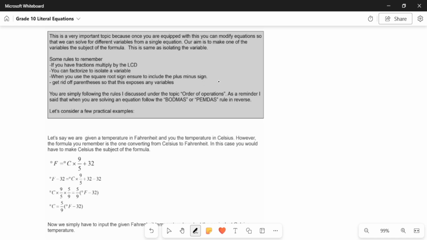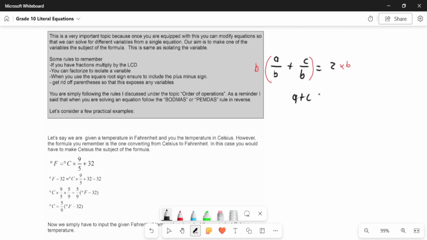If we have fractions, multiply by the LCD. So let's say that we're given a over b plus c over b is equal to 2, and we're required to make a the subject of the formula. Then just multiply by the LCD on both sides. So if I multiply by b on both sides, watch here. If I multiply this side here by b, and if I multiply by b on this side, then I'll have a plus c is equal to 2b. And therefore a is equal to 2b minus c. So can you see how by multiplying by the LCD on both sides, we get rid of the denominator and we're left with the numerator?